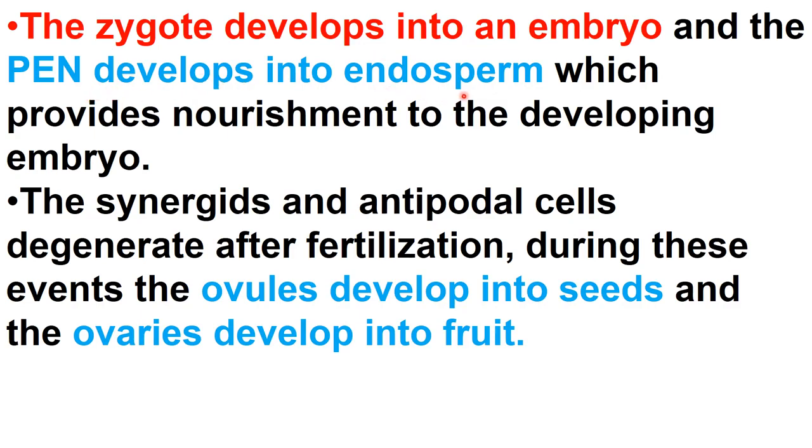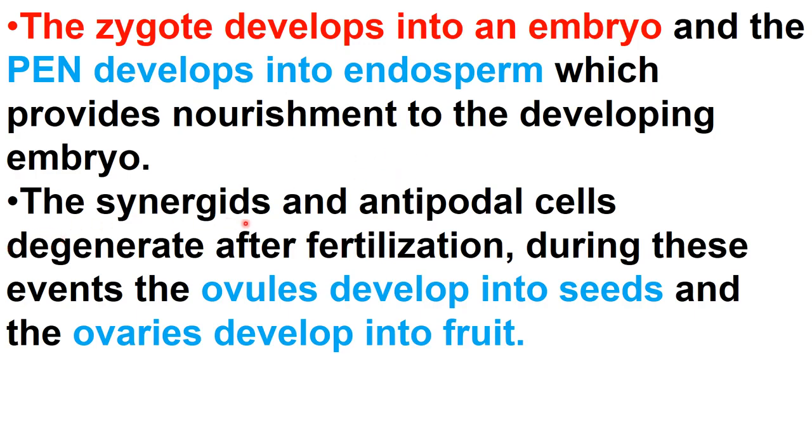And what is this endosperm here? This endosperm provides nourishment to the developing embryo. The zygote is developing to form the embryo, and for this development the zygote needs some nourishment, right? Everything needs nourishment for development. So from where is that nourishment coming? That is coming from the endosperm. So this is the significance of the formation of the endosperm, that it provides nourishment to the developing embryo.